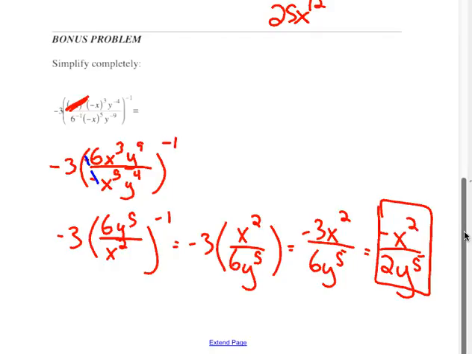So again, this is a bonus question, all right? That is if you want to attempt some extra credit, you can do that final problem for me.